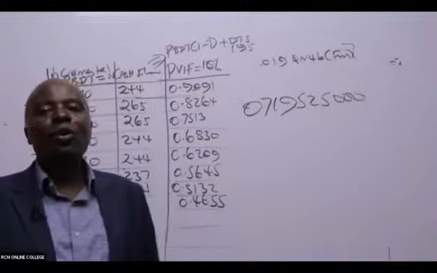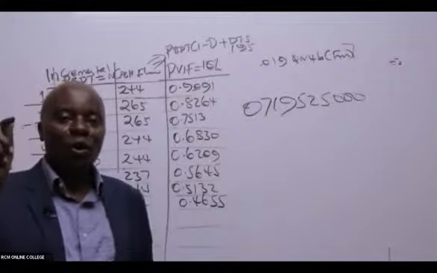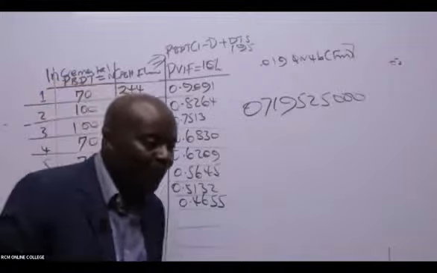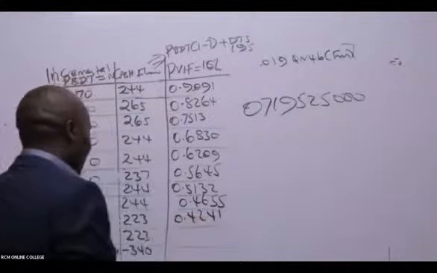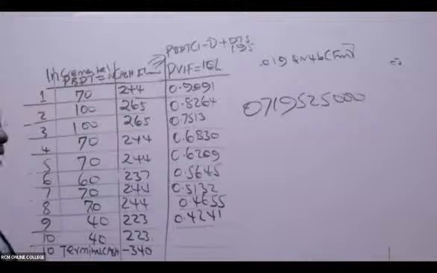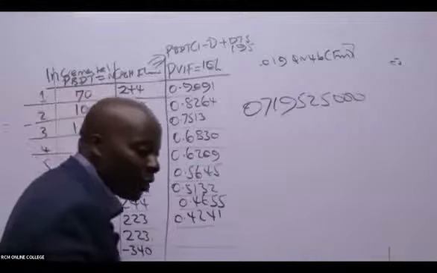Immediately after this, go to Joshua Aura, who will be able to get this video there. 42, 41, 0.4241, like that. And then we go to the 10th year. The 10th year, what do we have? 0.3855.